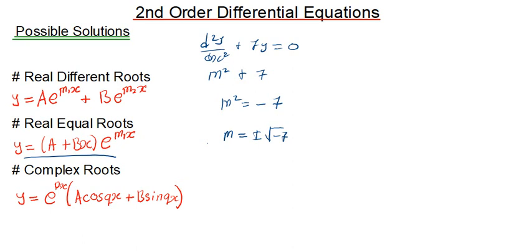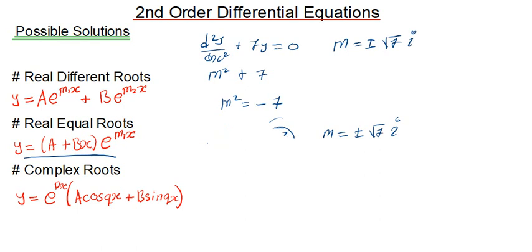Okay, so instead of writing it like this, I'm going to say m is equal to positive or negative square root of 7 times i. How I get this is that I had square root of negative 7, so this can be written as square root of negative 1 multiplied by square root of positive 7. Square root of negative 1 is simply i, which we understand from complex numbers. So we have determined that our m is equal to positive or negative square root of 7 i.